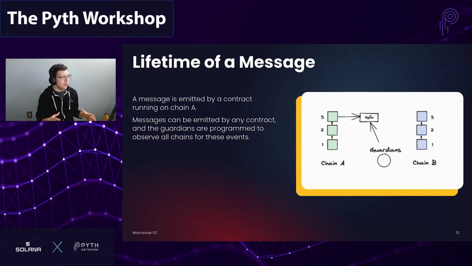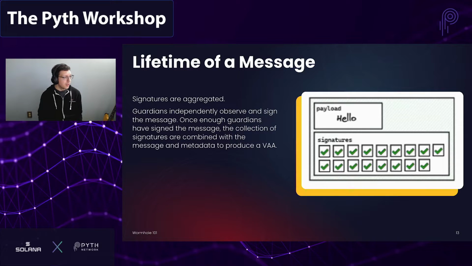So what actually happens when a message is sent over Wormhole? You can take a quick look at the lifetime here. A message is emitted by a contract on a given chain. So any contract can call to the core bridge and have their message emitted. And the guardians are all set up to watch these core contracts. So once they witness and wait for those confirmations, signatures are aggregated, and guardians independently observe and sign, like we talked about. And once we reach 2/3 majority, it becomes available for folks to query.